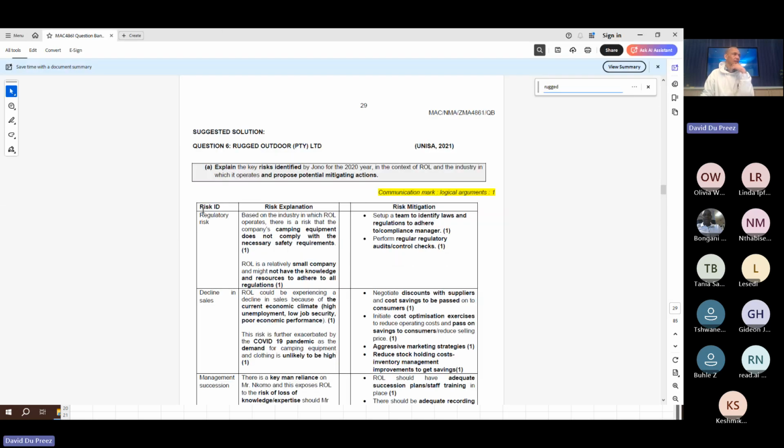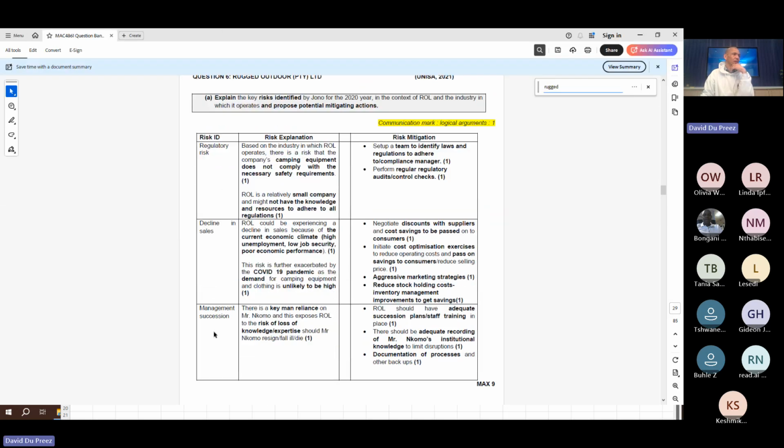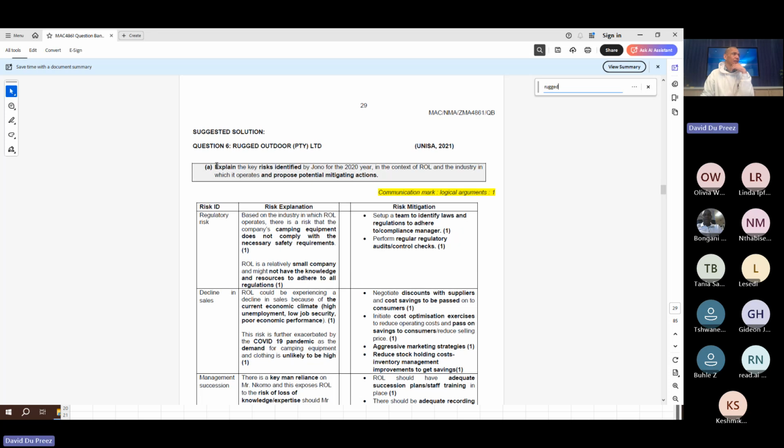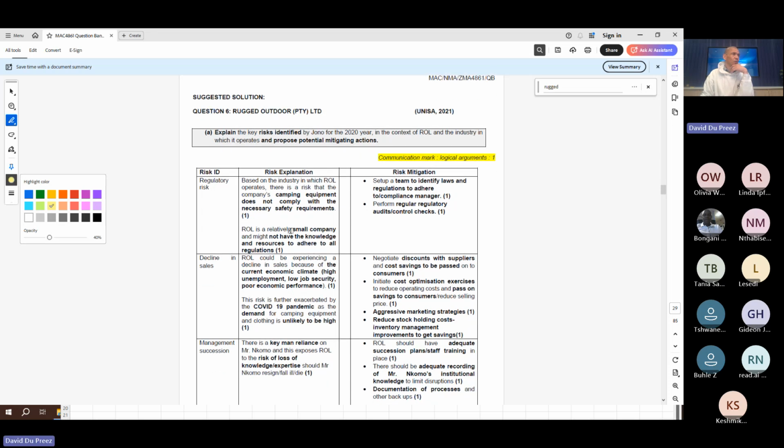Can you see what they did here? Here's the risk ID 123. All right. Here is the risk explanation. There is the response to the risk. All right. So then can you see what they've done here?